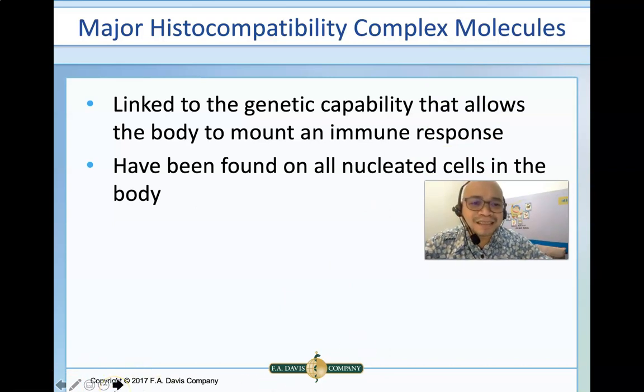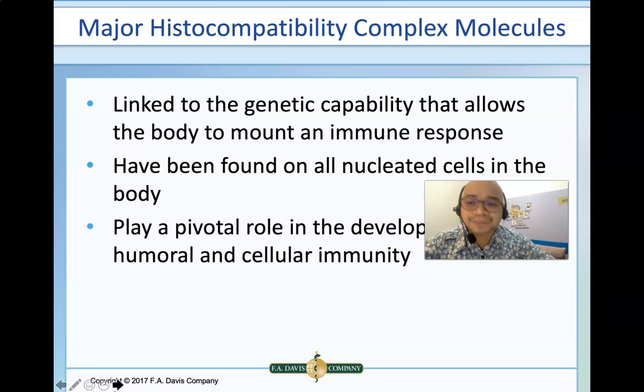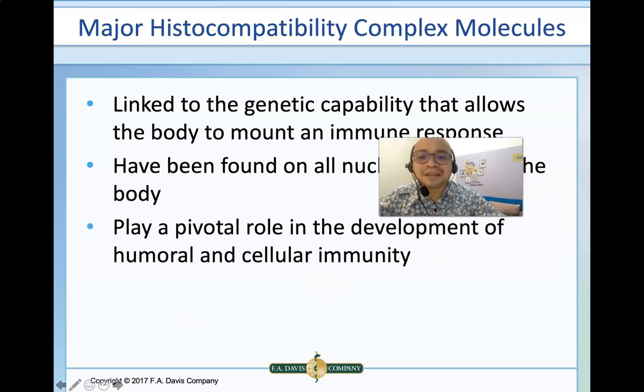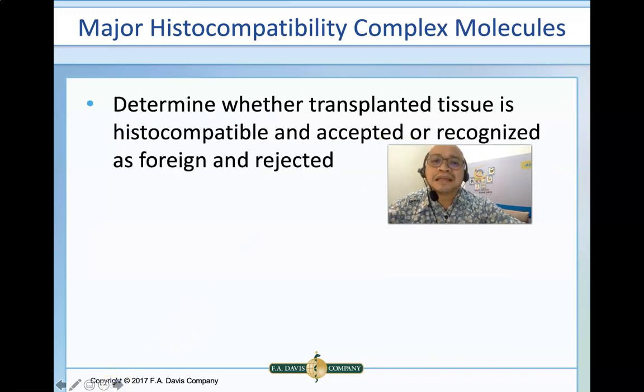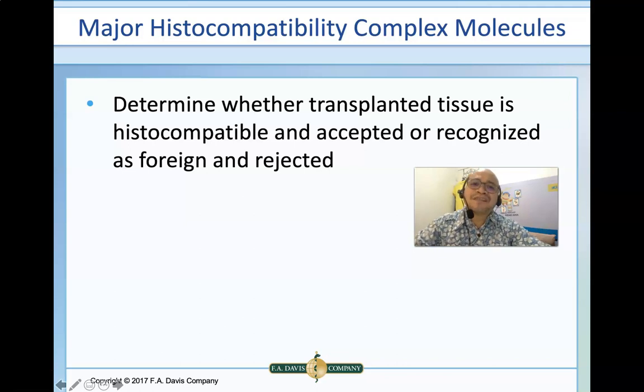So later on we will be discussing MHC class 1 and MHC class 2, and they play a pivotal role in the development of humoral and cellular immunity. So what's the application of the major histocompatibility complex? Because each of us has a different set of MHC, 3 coming from our mom and the other 3 coming from our dad. This may determine whether the transplanted tissue is histocompatible, accepted, or recognized, depending on the percentage of identity.